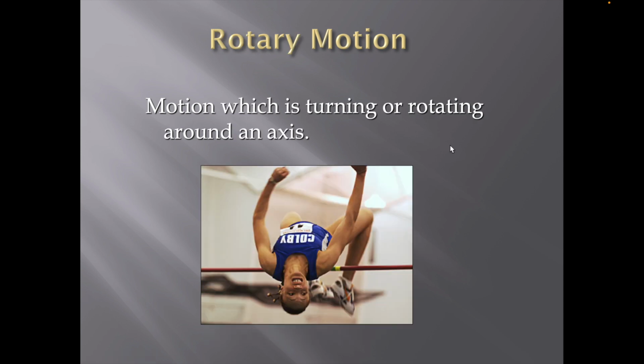Rotary motion means motion that is rotating or going around some sort of axis of rotation. An example might be a high jump. Think of the high jump and the axis of rotation being the bar. As that person launches his or herself over the bar, that creates a rotation in his or her body to get around the bar. So rotary motion means that there's some sort of rotation around some sort of axis in the movement.